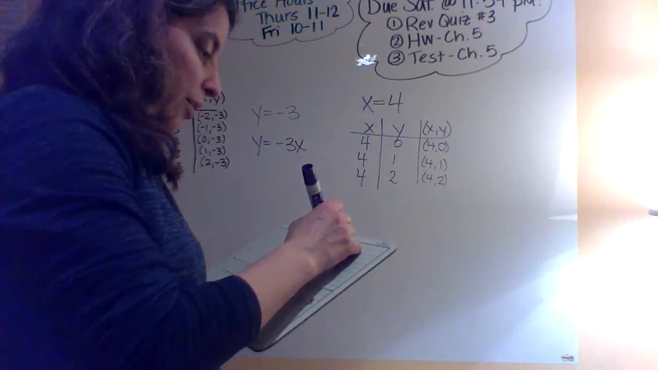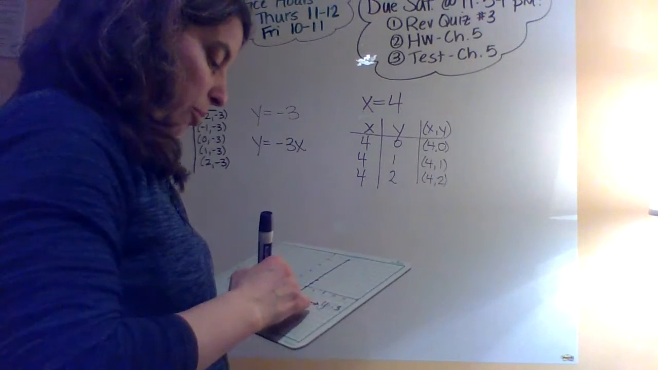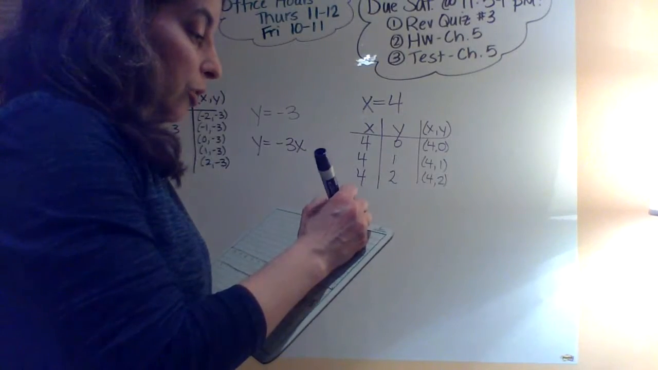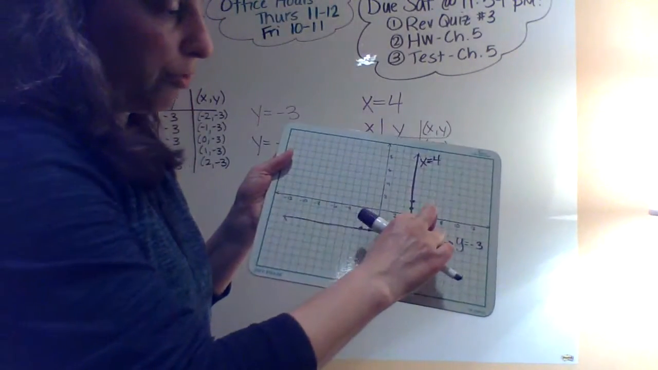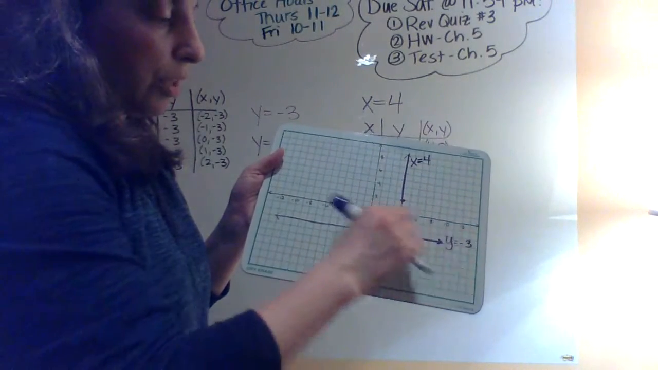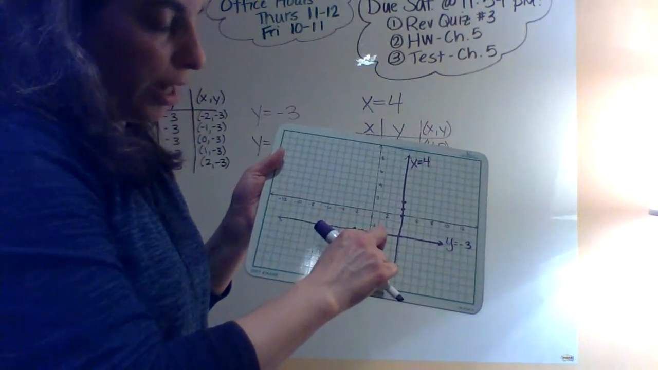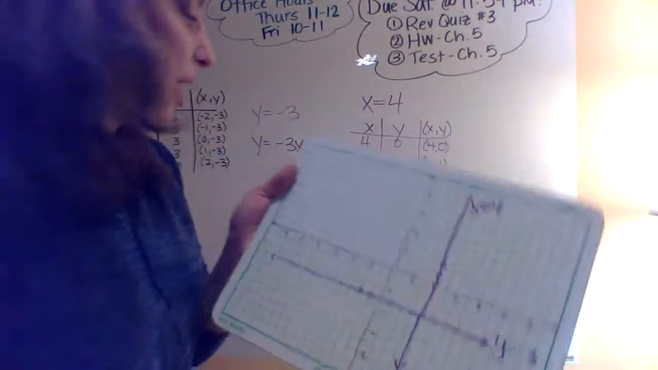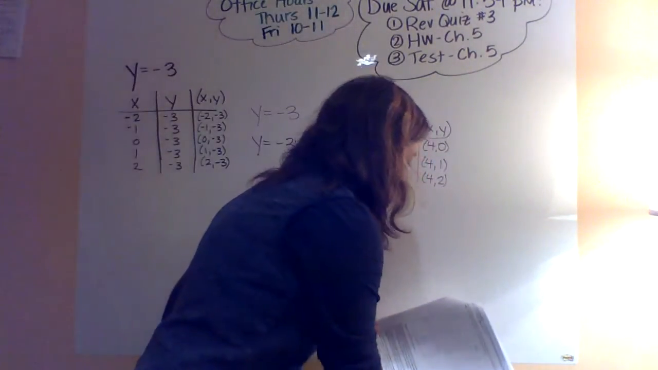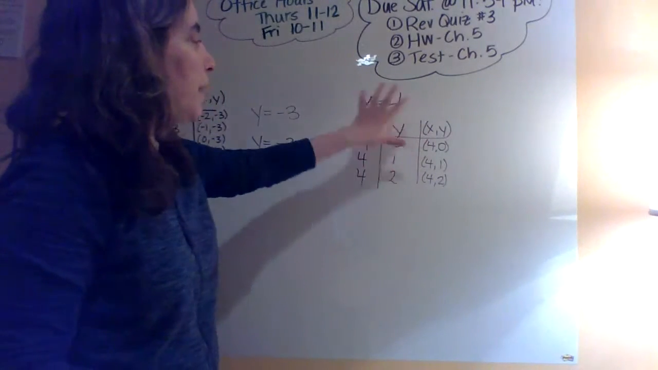So my hope is that you get comfortable with these enough that when you see x equals 4, you know it's a vertical line going through 4. When you see y equals -3, you know it's a horizontal line going through -3. But if you forget where they're supposed to be, you can recreate that by making a little chart.